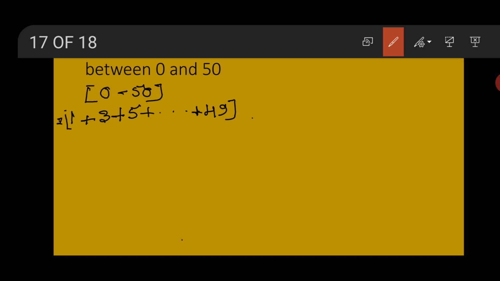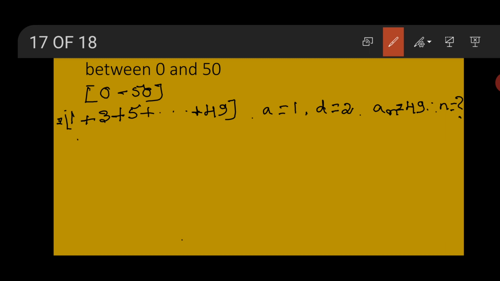The first term a is given. a is equal to 1. The common difference d is 3 minus 1, which is equal to 2. And the last term an is given, it is 49. So what do we have to calculate? We have to find the number of terms. How many terms are there?